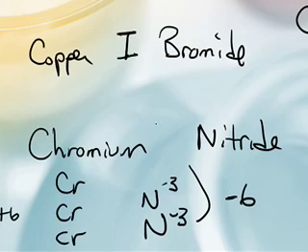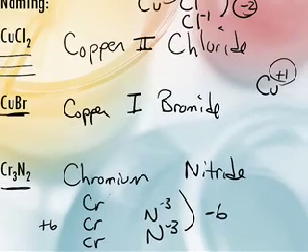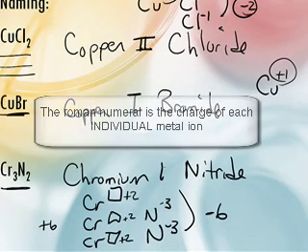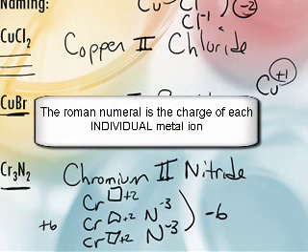So this would be chromium 6 nitride. No. What? No. Okay, all 3 chromiums total have to add up to 6. Oh, okay. So it's going to be plus what? What number times 3 is 6? 2. All right, so each of them would have a charge of +2. So it's not the overall charge, guys. It is the charge of the individual ions. So this is chromium, Roman numeral 2, nitride.